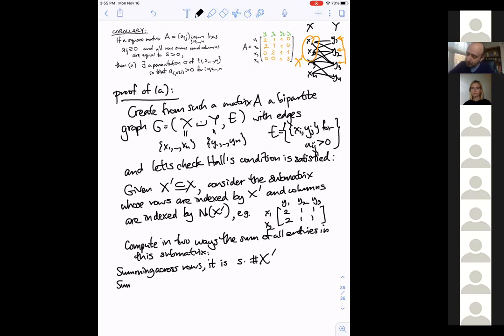Summing down columns. Well, there it's a different story. As I go down this Y2 column, I only took those two entries, but Y2 had some more non-zero entries in its column back up originally. So it's at most the original sum of S for each column. And you've got the number of things in N of X prime, that many columns. So this is less than or equal to S times the number of columns there. Everybody see why it's an inequality?